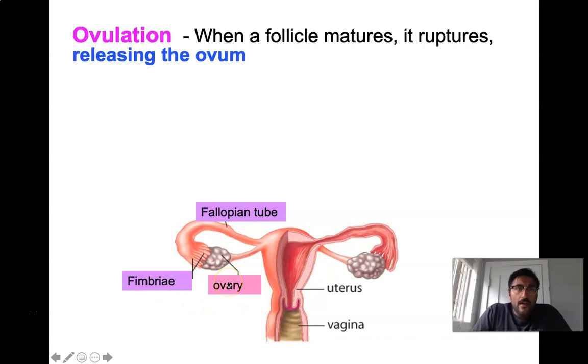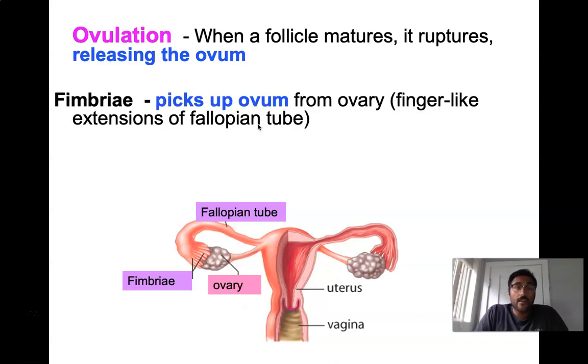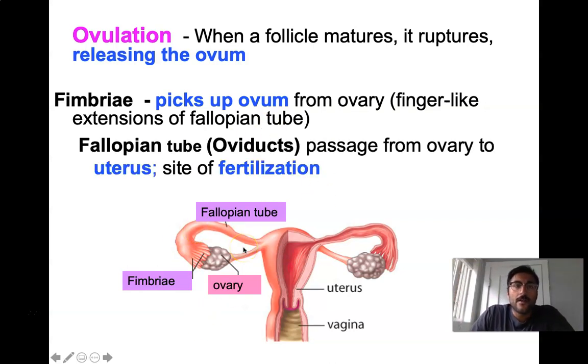And so ovulation is when a follicle matures. It's then going to rupture, and it's going to release that ovum. The fimbriae is going to pick up the ovum from the ovary. Those are those finger-like projections we talked about, and they're going to kind of toss them down the fallopian tube. In the fallopian tube, this is where usually a successful fertilization event will happen.